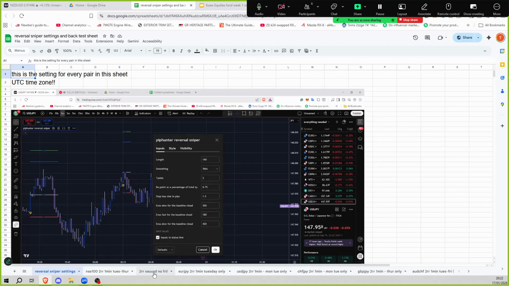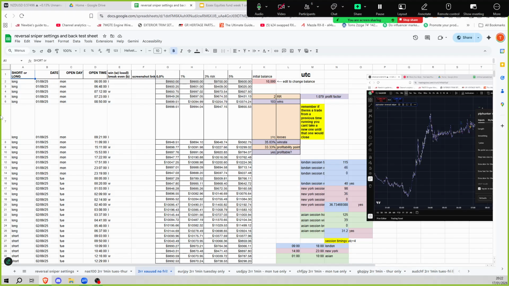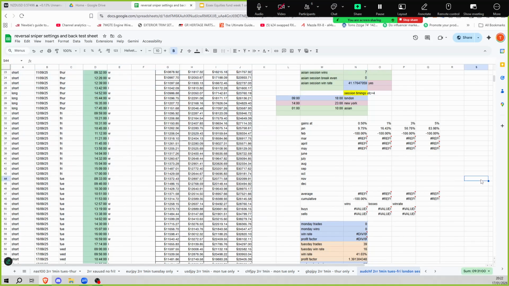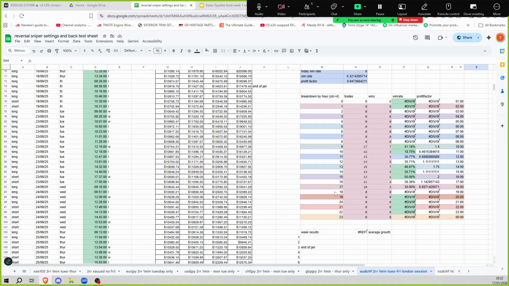You will have a blank copy of this spreadsheet, so you'll be able to go and do the style of testing I would tend towards, because then you can start breaking down your wins and losses by hours and stuff.